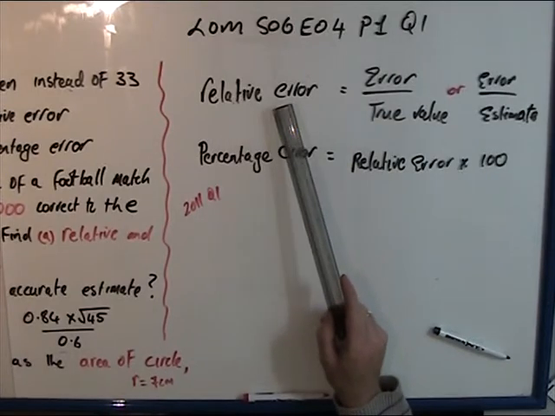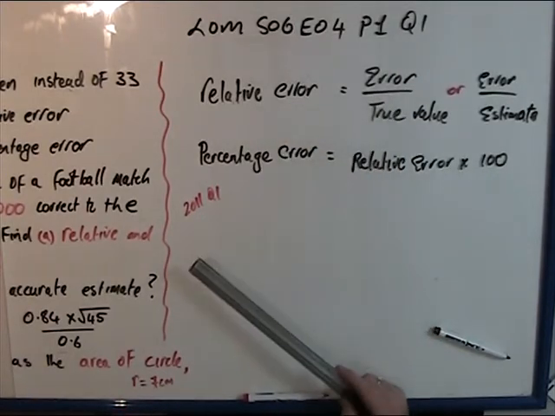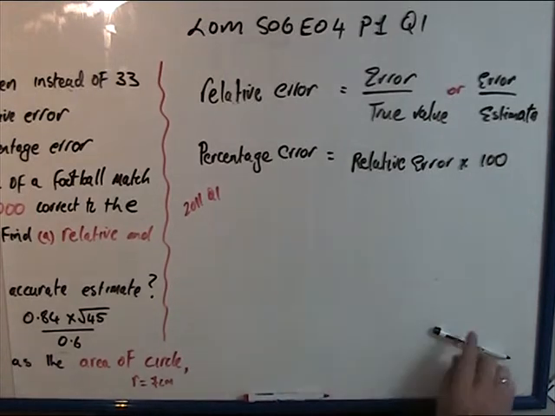Okay, today we're doing relative error. Relative error is the error over the true value or the error over the estimate. Okay, let's do a quick one.